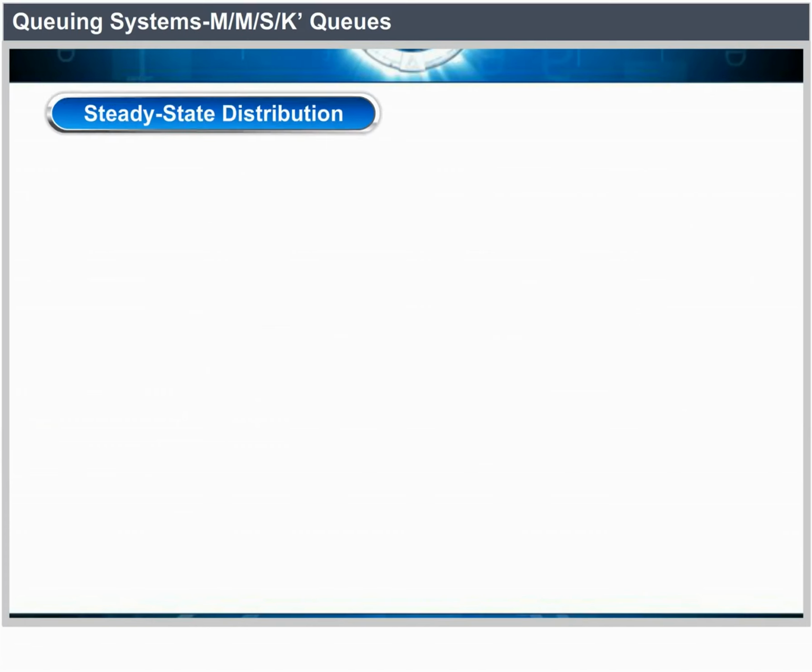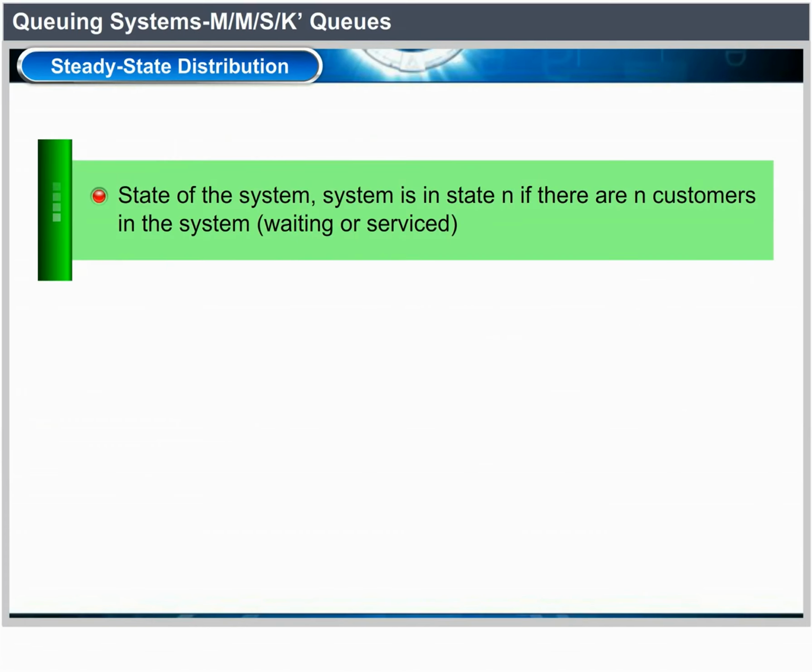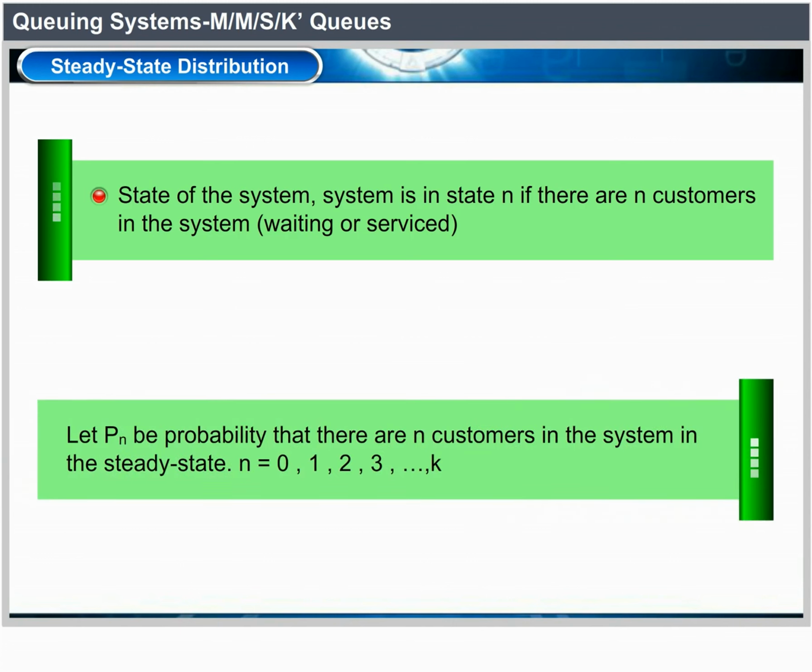Steady state distribution. State of the system: system is in state n if there are n customers in the system, waiting or being serviced. Let P_n be the probability that there are n customers in the system in the steady state, n is equal to 0, 1, 2, 3, up to K.